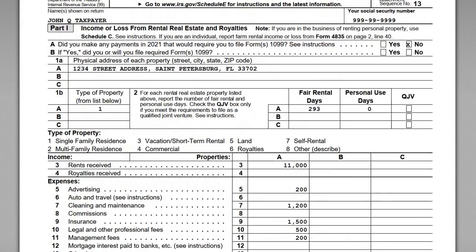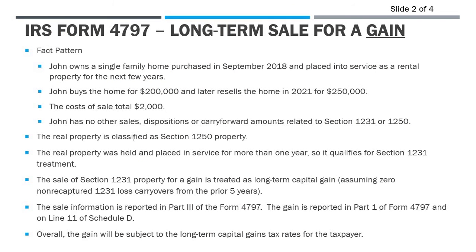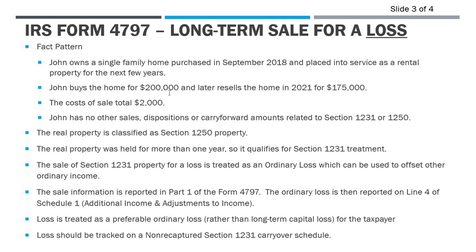Okay, so now let's go over to the second example. In this fact pattern, again, we have a long-term sale, but we're going to take a loss on it. So now we're going to see how 1231 property, when we take a loss, is to our benefit.